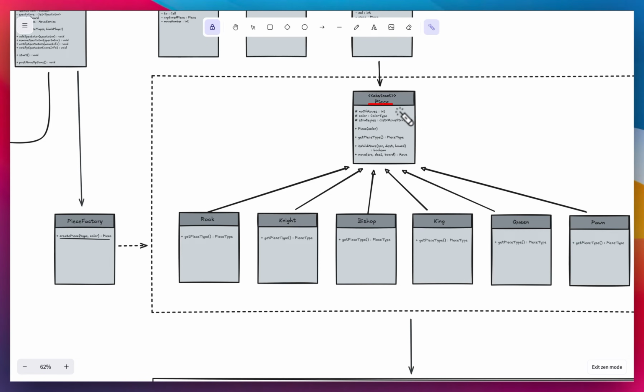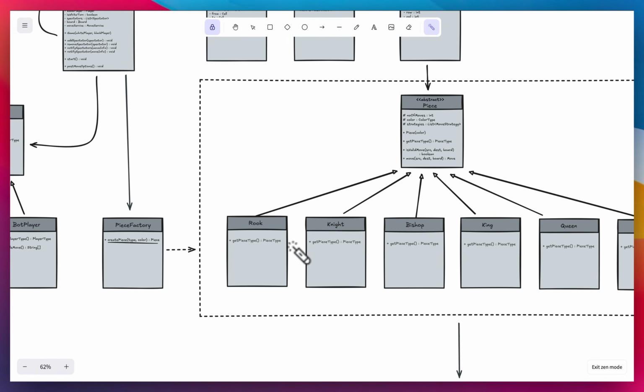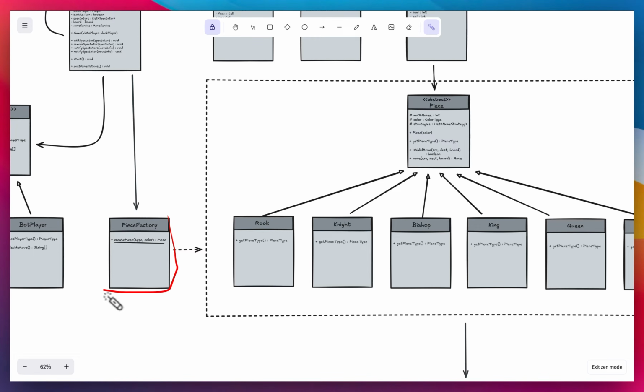Now, the piece class has so many objects, right? So instead of having if-else logic in the client class, I decided to have one centralized if-else logic in order to create the piece class. So that's the reason why I have used the factory design pattern over here.